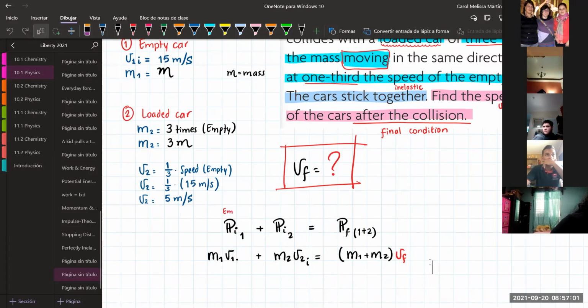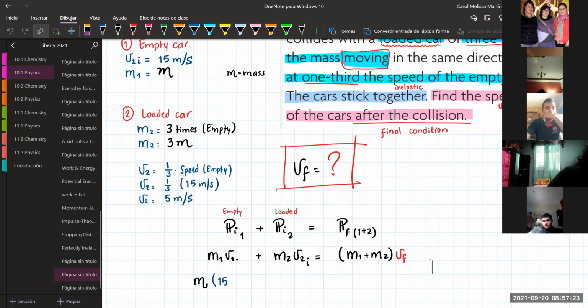Remember, this is my empty car, this is my loaded car, and that's how I'm going to introduce all the data. Now, the mass of the empty is just the letter M, okay? And the velocity of the empty car is 15 meters over second, plus the mass of the loaded car, that is 3m, multiplying the speed of the loaded car, that is 5 meters over second. All this is equal to what I have in the right.